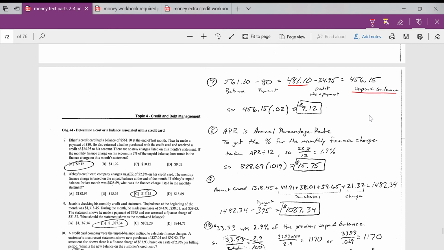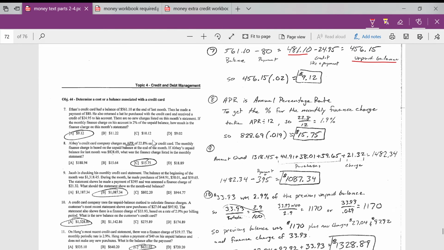$456.15. Then he's going to owe 2% of that. That's how much interest he's going to be charged, or the finance charge. So 2% of that amount, so 0.02. You take the rate times the whole, and you get the part. So that equals $9.12. Okay, which means if he would have paid the whole thing off, he wouldn't owe that much. But now that's how money keeps adding up month after month.